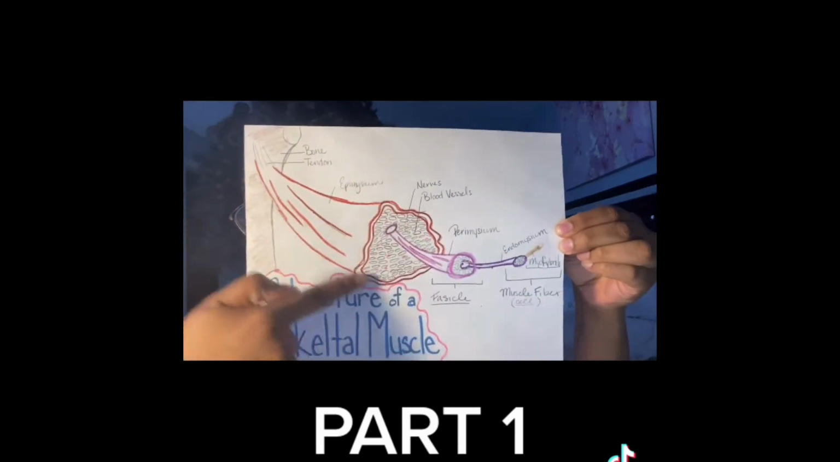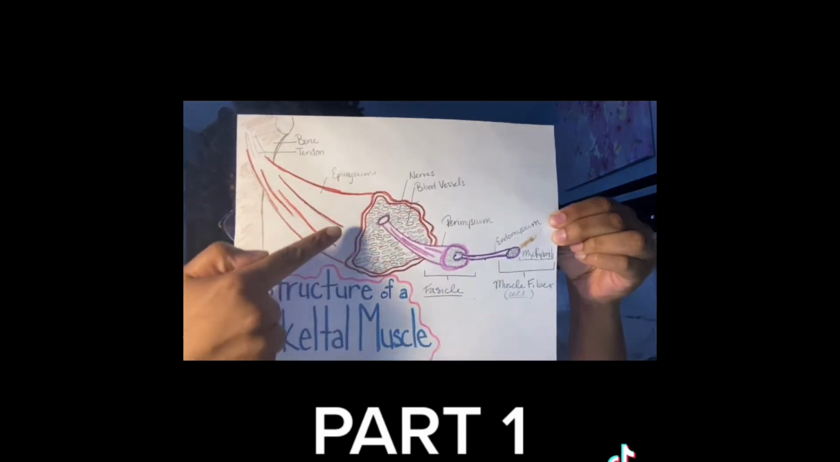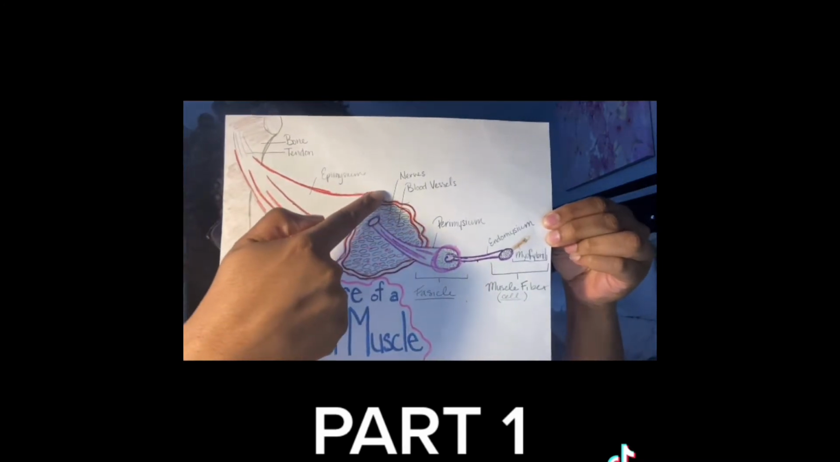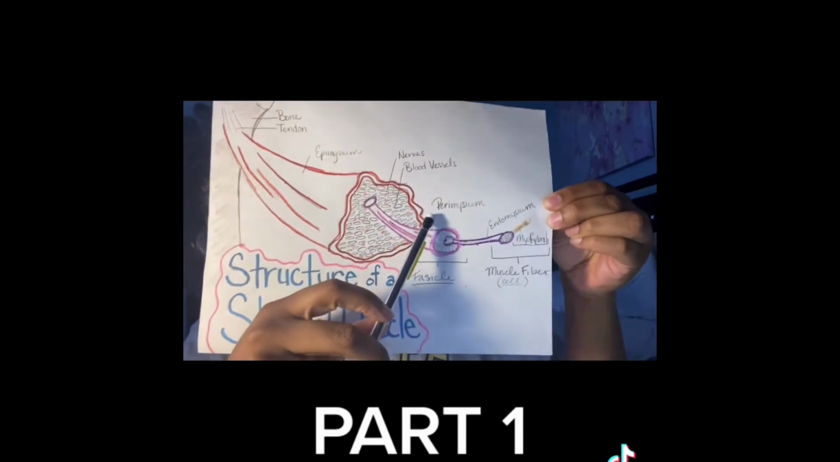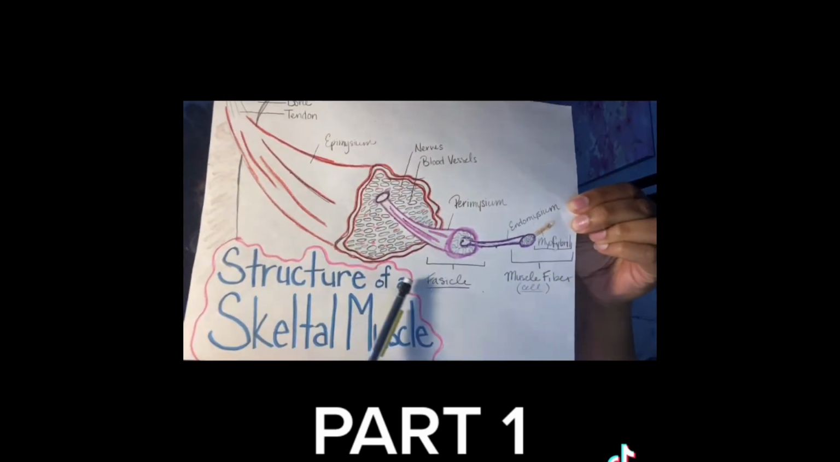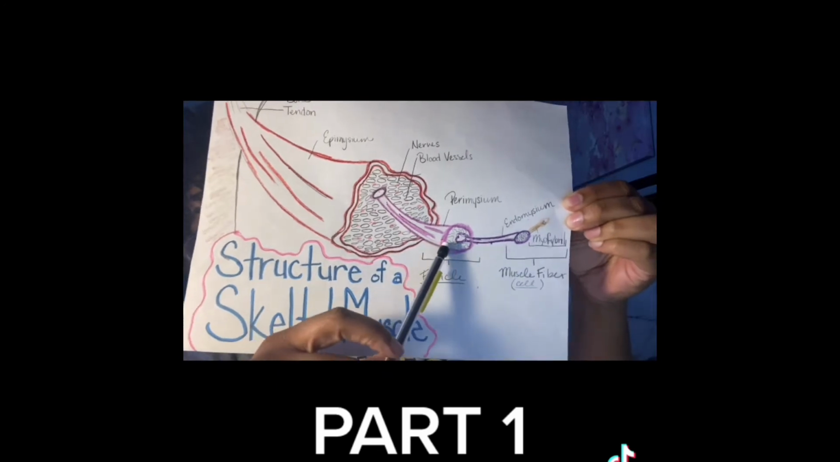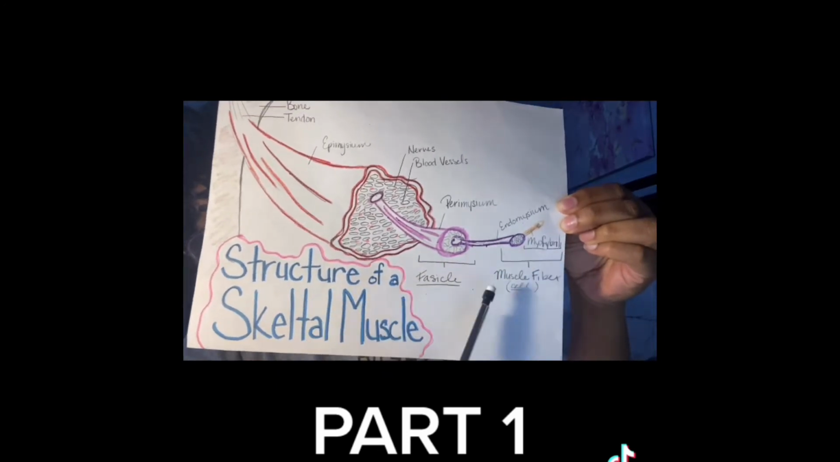The first layer of connective tissue is going to be the epimysium, and it has nerves and blood vessels in it as well. Inside of there is the next layer of tissue. It's going to be the perimysium, containing our muscle fascicle in it. And inside of the perimysium is going to be the endomysium, which is our actual muscle fiber cell.